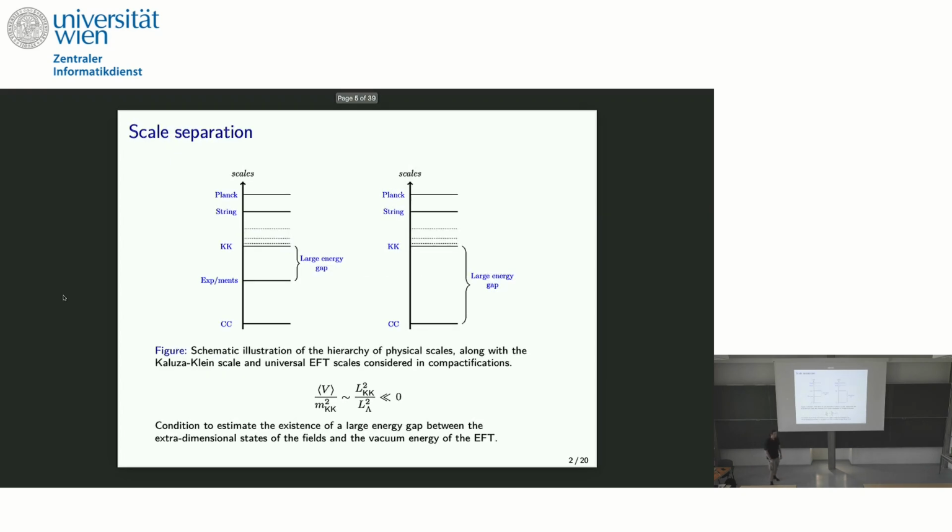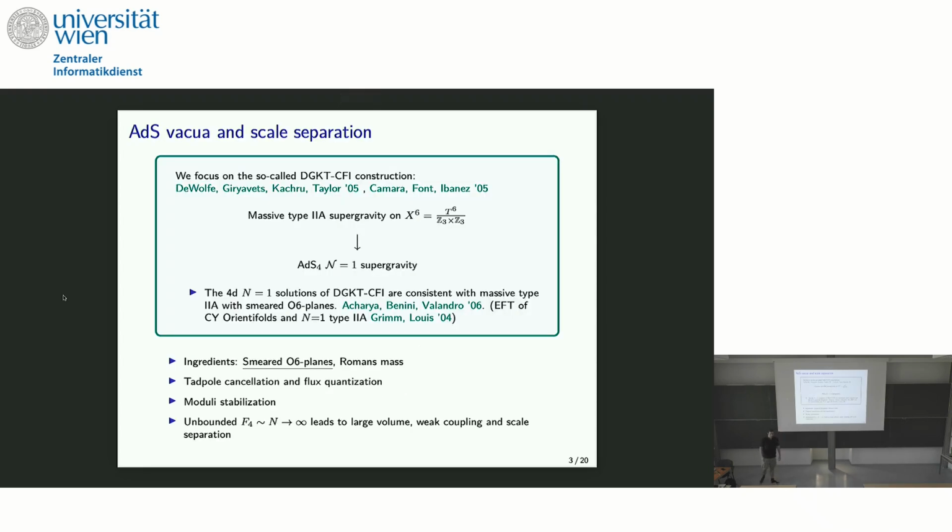So let's get started. I guess that all of you have heard about scale separation. In order to hide the extra dimensions, what we impose is that the Kaluza-Klein scale and the scale of the external space, the AdS radius in our case, decouple. And when they decouple, this creates a large energy gap. Especially in the setups that we will study, we can take a parametric limit where this energy gap becomes huge. As you understood, I will talk about DGKT setups.